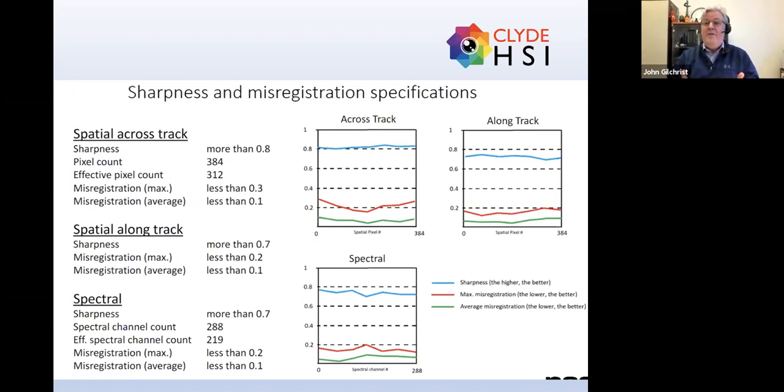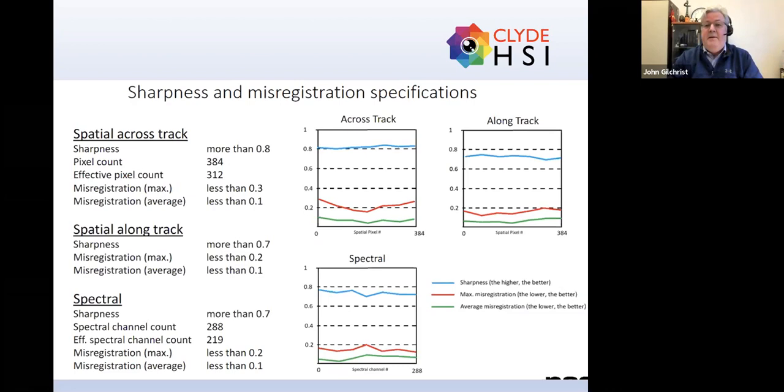So we got two metrics. Sharpness, the bigger the number, fantastic. It's easy to understand. And misregistration, the smaller the number, the better it is, so that is easy to understand. And we can apply this in a very simple graph that almost anyone can look at and get an indication of the performance of their camera. So we don't need to describe it by the complex mathematics.